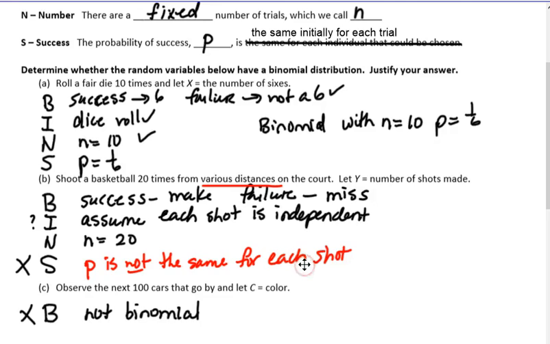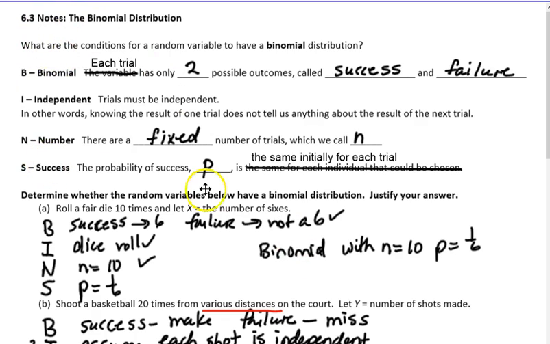So when you want to check to see if something is binomial, you have to look for these 4 characteristics.